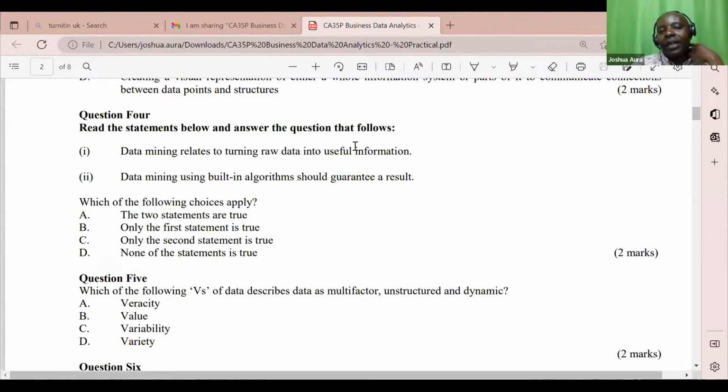Now, ladies and gentlemen, in data mining, so long as you've got a model, you shall be guaranteed of some result. It doesn't matter whether the result is wrong, but when you have a model like an Excel model, if I say 3 times 4, it will give me an answer. Whether the answer is wrong or not is a different thing. But when you are doing data mining, for example, using the CRISP model, which is well built into this computer, I'll be guaranteed of some result. So the two are correct. The correct answer here is A.